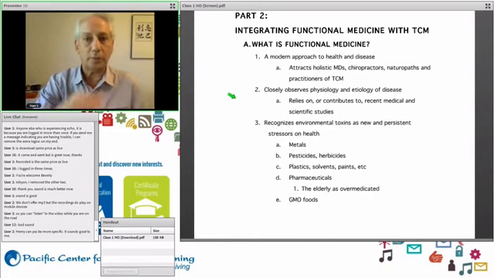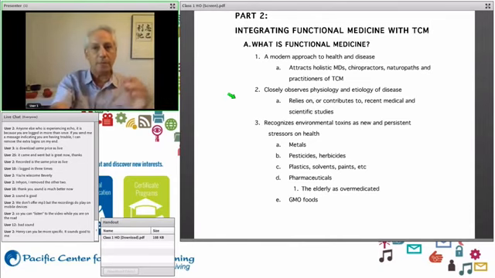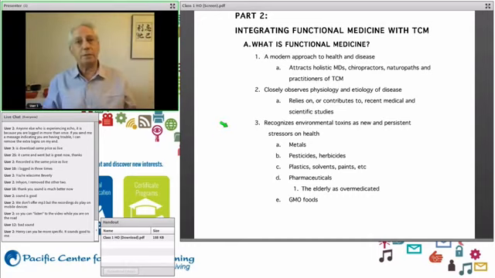Now I'm talking about it just from the functional medicine point of view, which I'm abbreviating as FM. It closely observes the physiology and etiology of the disease. It relies on contributive medical studies. Here's what we're talking about today. It recognizes environmental toxins as new and persistent stressors on health.